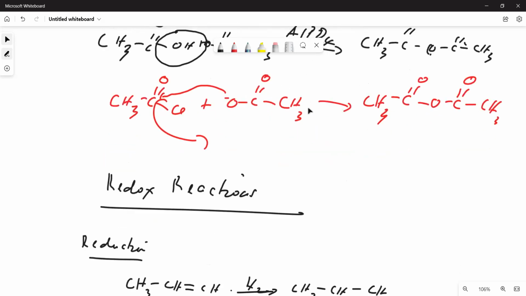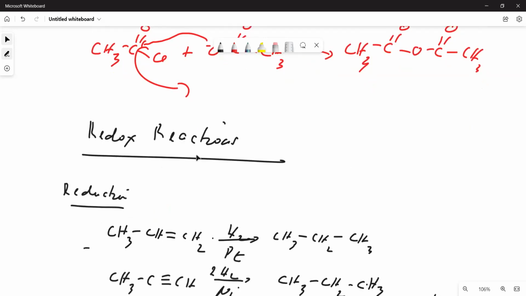Now let's go to the last topic, which is redox reaction. Redox reaction means reduction-oxidation reaction, and they will occur at the same time. If one is undergoing reduction, the other reactant should undergo oxidation. That's why it's called redox reaction.